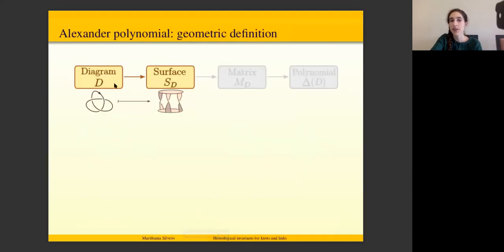So we started with a link diagram and we had a surface, by using Seifert's algorithm. So this is the first step. And now we need to go from the surface to the matrix.